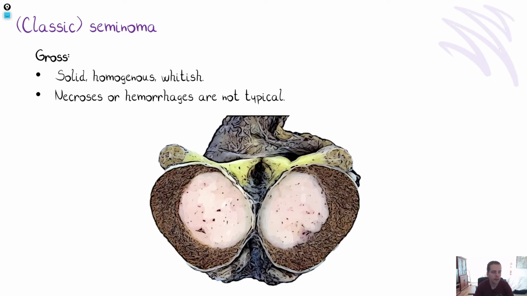How does it look? The gross appearance, the macroscopic appearance of seminoma is like this. The tumor is usually solid, homogeneous, whitish. There are usually no necrosis or hemorrhages. They are not typical. They are more typical for non-seminomatous tumors, typically embryonal carcinoma or choriocarcinoma. So if you see a tumor that is grossly necrotic and hemorrhagic, usually it won't be a seminoma.